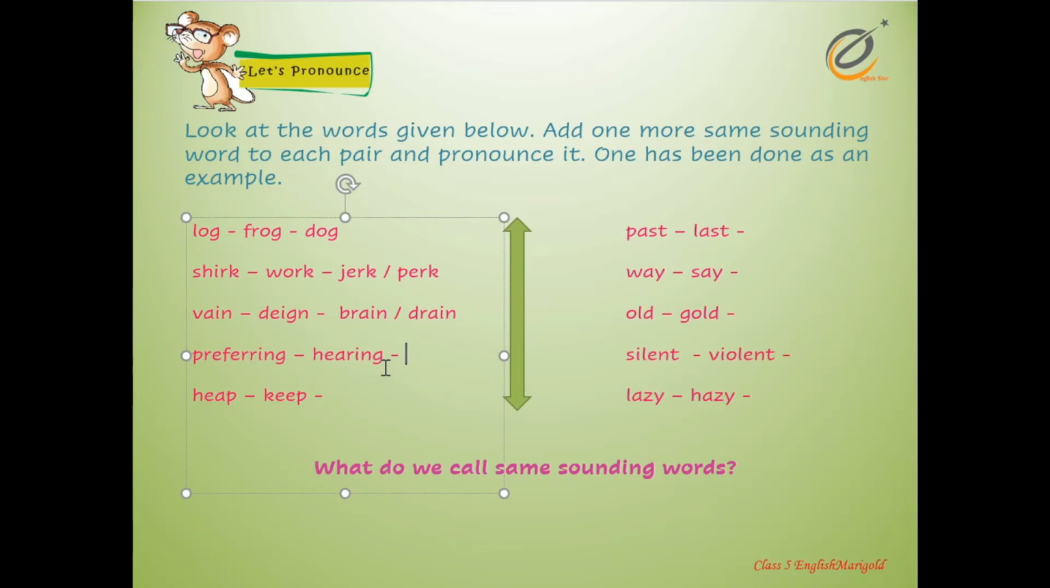Preferring, hearing. Think of some word which is having the same sound like these two. I will add here one word, steering. Steering will be there. Withering will be there. Right, student? And you can always refer to the dictionary and get new words. Next one, heap, keep, leap, sheep. You can think another word. It's really fun.